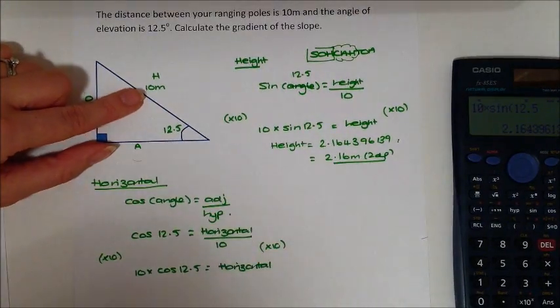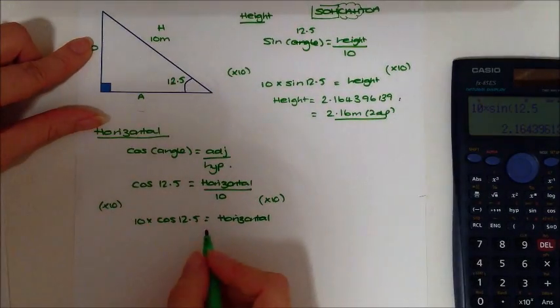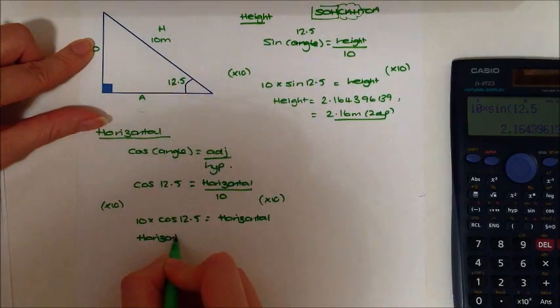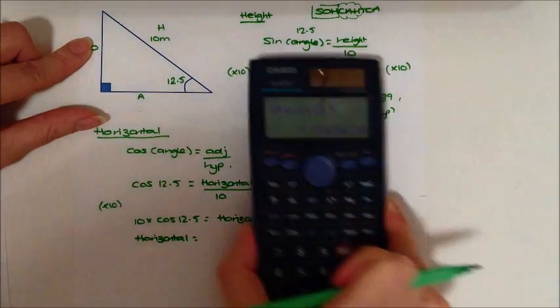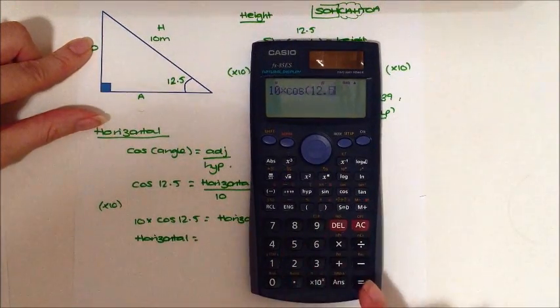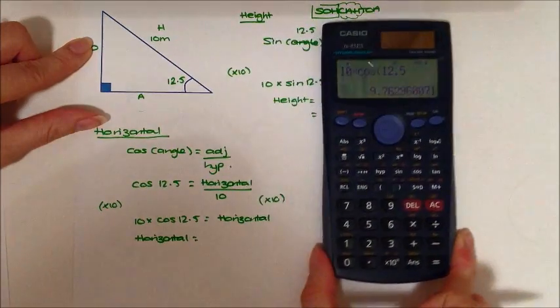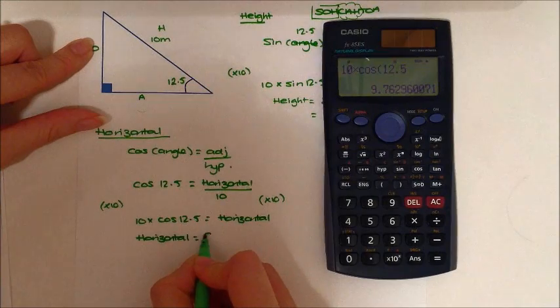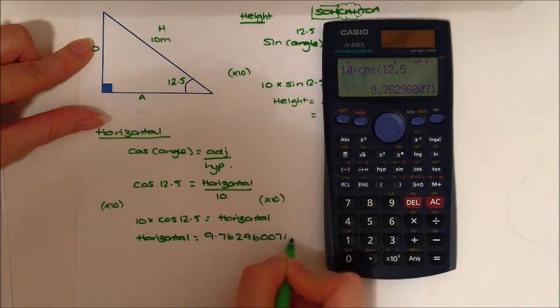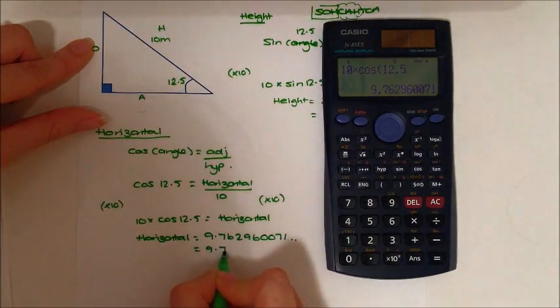So you should see a bit of a pattern emerging. If I type that into my calculator, 10 times cos 12.5, and we get 9.7629600071. So I'll round it for the moment.